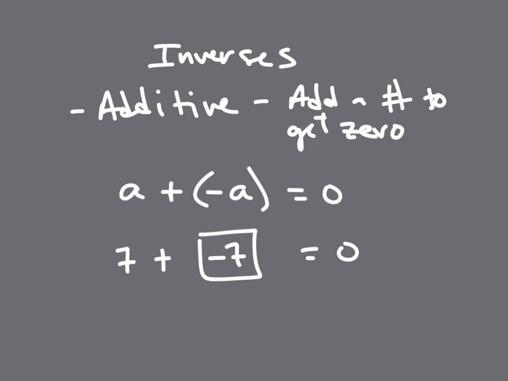All right, and even if you had a negative number, let's say negative 8, what would you add to that to get 0? And that would be positive 8. All right, so additive inverses are just opposites of each other.